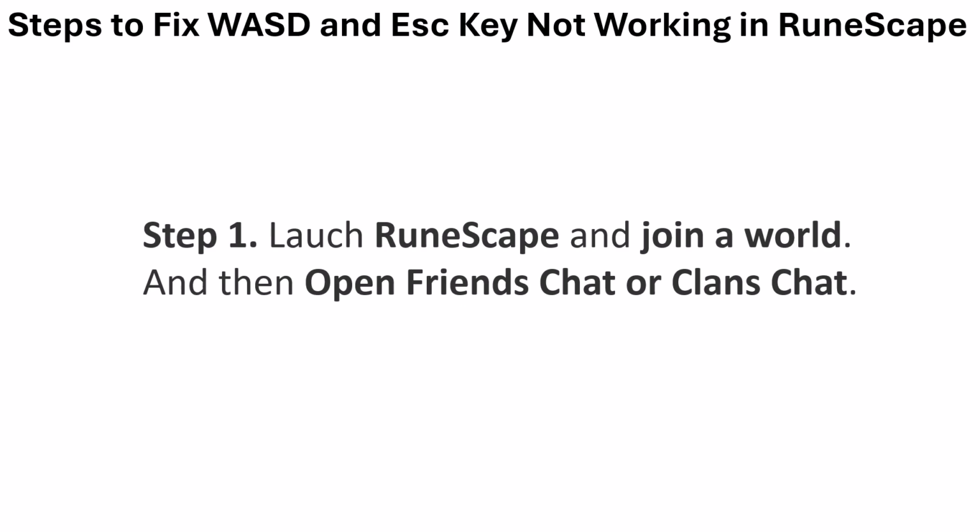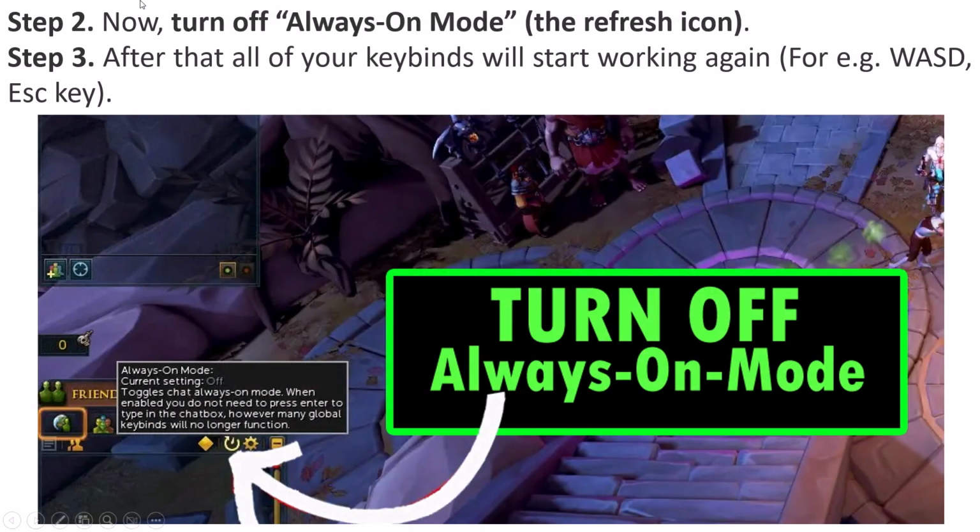So step 1 is to launch RuneScape and join a world, and then open friends chat or clans chat. Now turn off always on mode, the refresh icon. You can see this refresh icon. Just turn off the always mode on. You can see current setting is off. If in your case it is on, then turn it off.